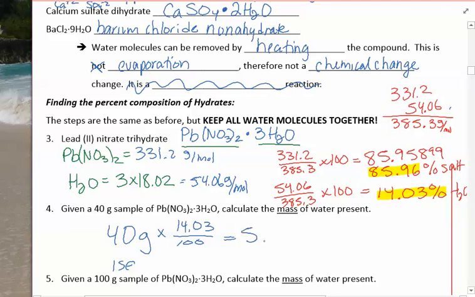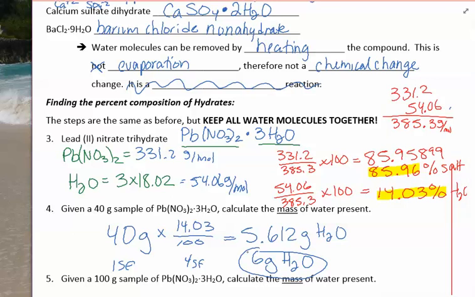So of that 40 grams, 5.612 grams is water. Now, again, sig figs, we have 1 sig fig and 4 sig figs, so our answer needs to have 1 sig fig. So we're going to say 6 grams of water is present in this substance. You might be thinking, well, that seems like a lot to round up, but keep in mind, this 40 grams is a very imprecise measurement. We don't really know exactly the mass, so we have to show that imprecision in our answer. That's why we're rounding so much.